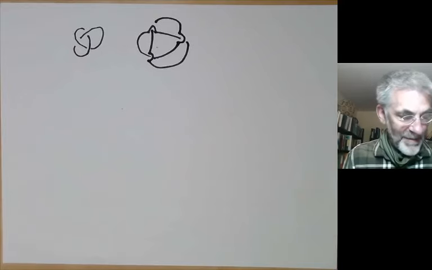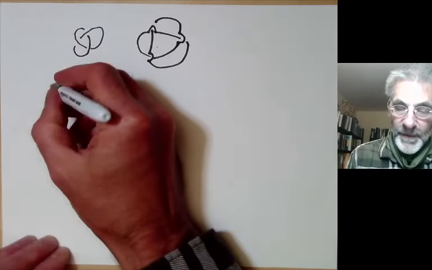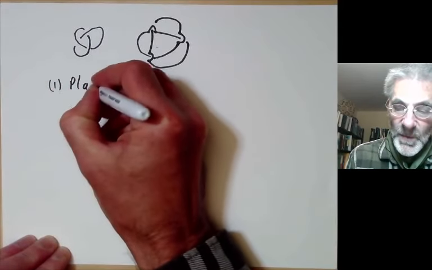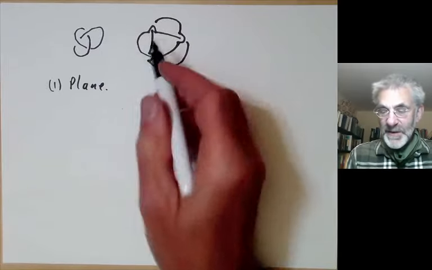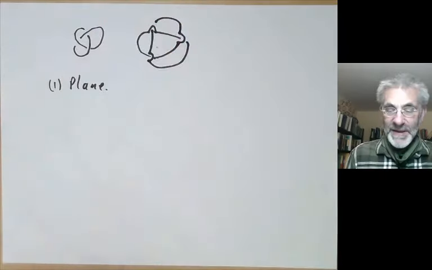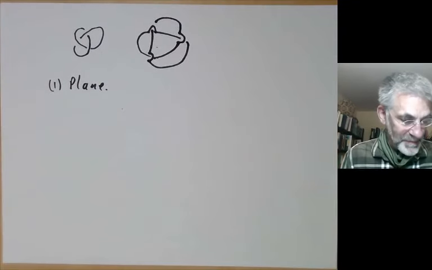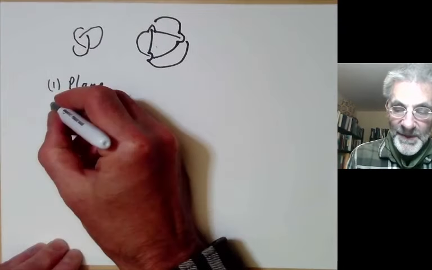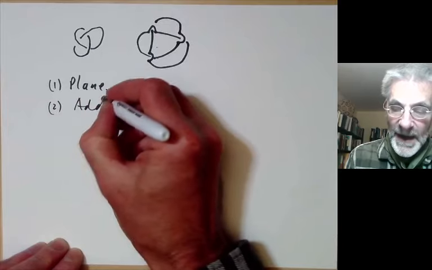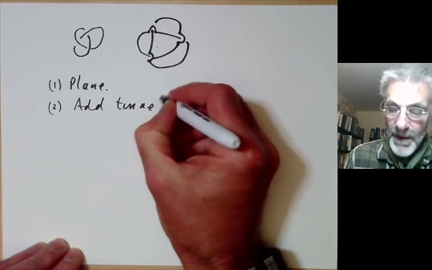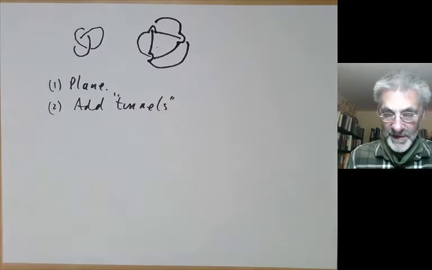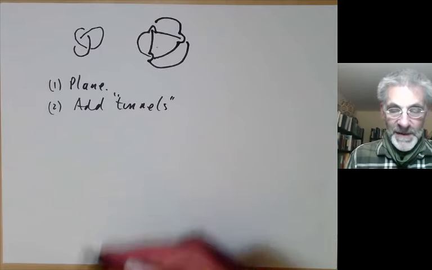So the first step is we just take the plane that the knot is lying on, except we push the plane slightly below the knot, so the knot is slightly above the plane. And step 2 is we're going to add tunnels, or we're sort of going to build tunnels. And the way we do this is as follows.